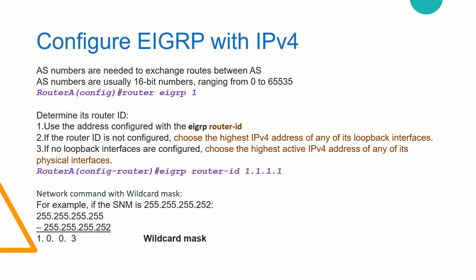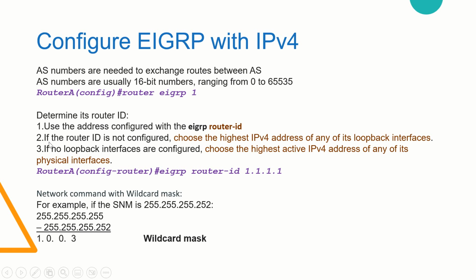Routers use the following 3 criteria to determine their router ID. First, use the address configured with the EIGRP router ID. You can define it like this here: router EIGRP, router ID, for example, 1.1.1.1.